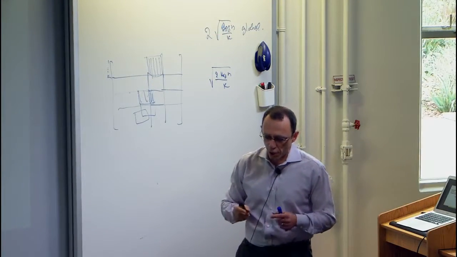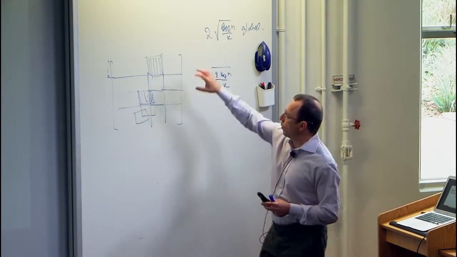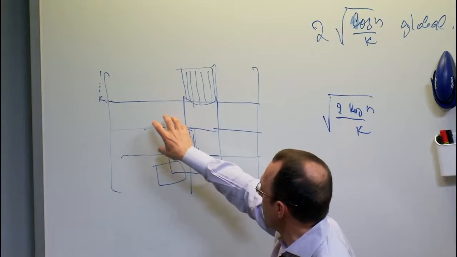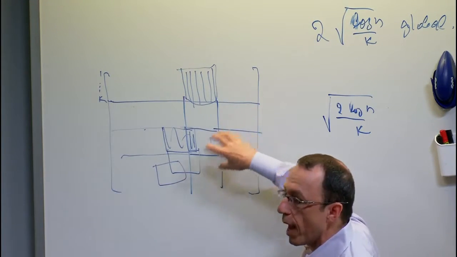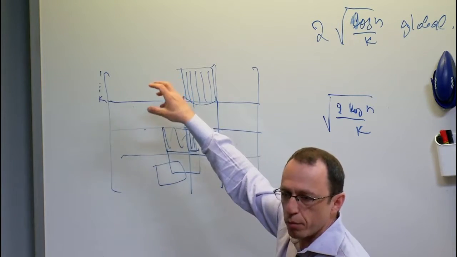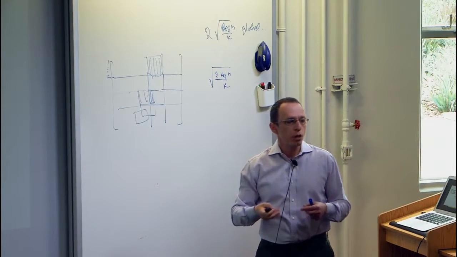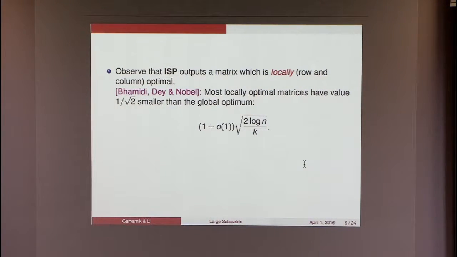What they did is they showed the following. Notice that you iterate here and here. At some point, you stop. And when you stop, that matrix is optimal within the set of rows and within the set of columns, because otherwise you would be able to improve. So they said, let's look at all such matrices which are locally optimal, locally meaning within rows and within columns. And what they found is that with high probability, almost all of them have a value which is square root 2 smaller than the global optimum. That suggested that in fact that's the performance of this algorithm.